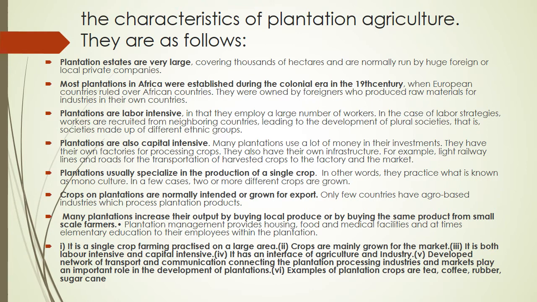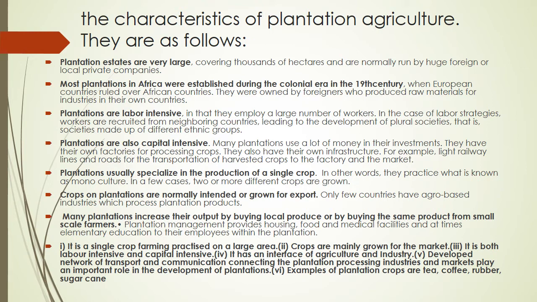The processing of the crops, all the infrastructure required, all the mechanisms required are also provided, and a proper road is also created so as to transport the raw material produced from the crops to the market and the factory. Plantations usually specialize in the production of a single crop. So it is also called monoculture because it basically has a single crop in the whole area.